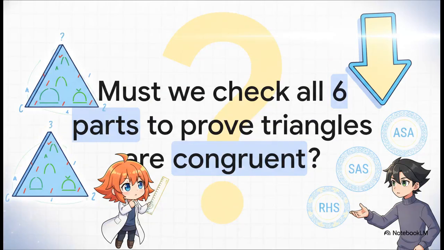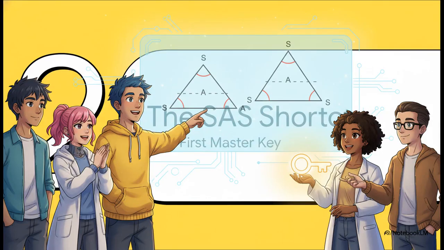Okay, so that leads to a really big question, right? If we want to prove 2 triangles are identical twins, do we really have to measure and compare all 6 of their parts? I mean, the 3 sides and the 3 angles? That sounds like a ton of work. There's got to be a shortcut, right? And you are absolutely right.